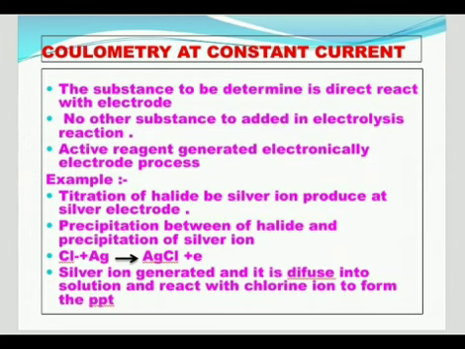So colorimetric titration involves the electrolytic generation of reagents that react with the species to be determined. Here the reagent is generated and it reacts with the species that we determine.